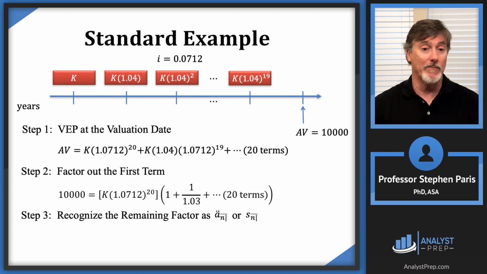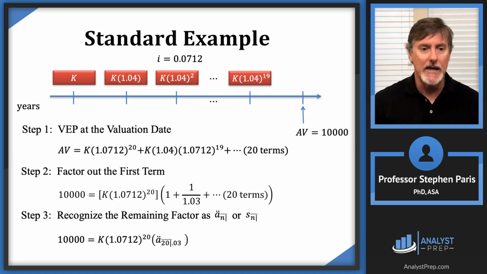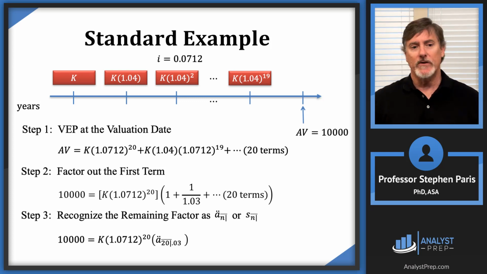Not only that, but I see the V value as 1 over 1.03, which tells me that the interest rate I'm going to be using on the A double dot symbol is a 3% interest rate. In other words, 10,000 would be K times 1.0712 to the 20th, which is just the first term, and what's in parentheses is nothing more than the VEP expression for an A double dot angle 20 at a 3% interest rate. So at this point, it's just a matter of going to your calculator and using your time value of money buttons, and I get a K value of 164.9.